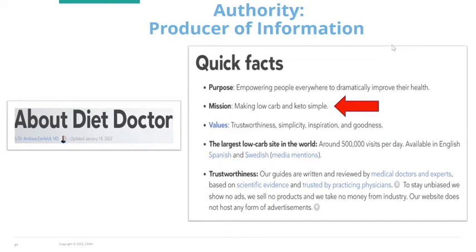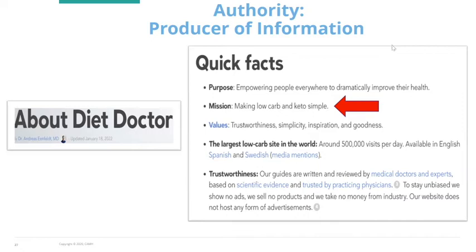And so when you click on the About Diet Doctor on the website, they do try to provide information. But if you look at their mission, they are not a mental health organization. They are not a dietitian's organization. Their goal is to make low carb and keto simple. So essentially, their goal is to promote one type of solution. They're not promoting healthy eating. They're promoting low carb and keto eating.